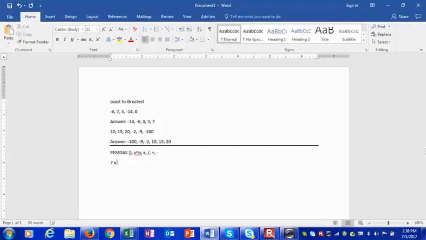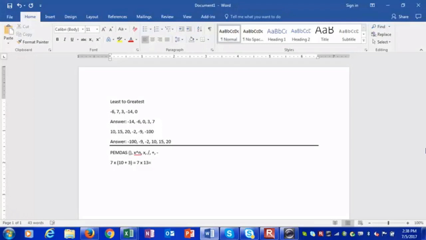7 times (10 plus 3). Well, first things first, what do we do first in PEMDAS? Do we do multiplication first, or do we do what's in the parentheses first? We should be doing what's in the parentheses first. So in the parentheses, 10 plus 3 is actually 13. So this is the equivalent of 7 times 13. What is 7 times 13?